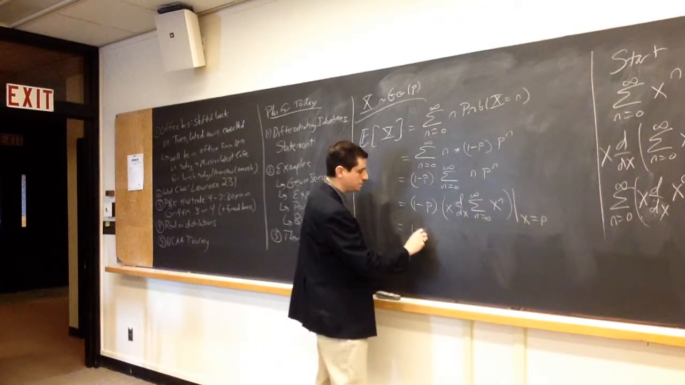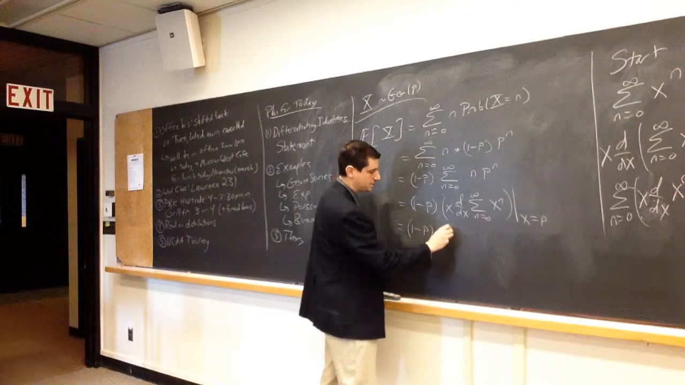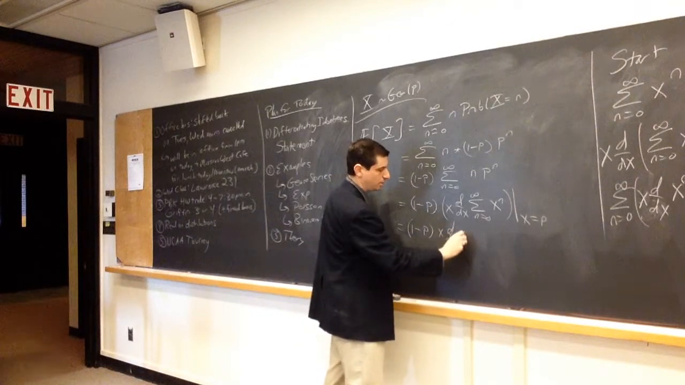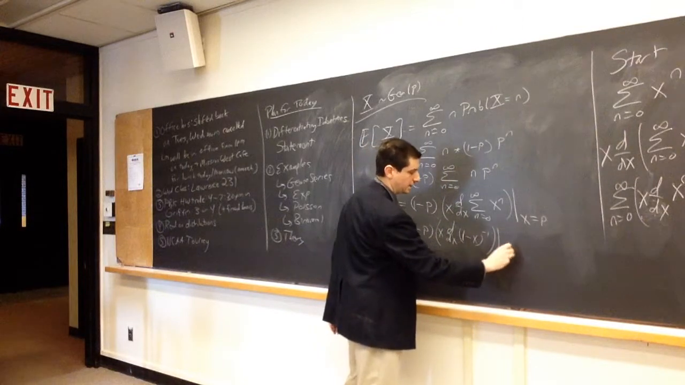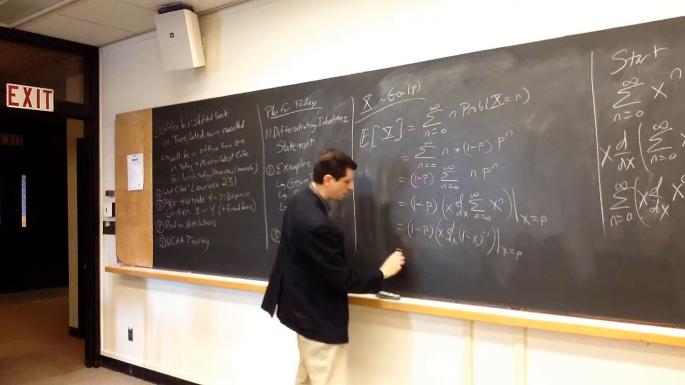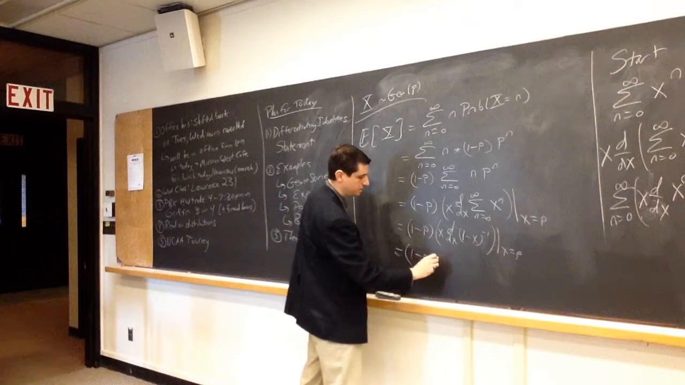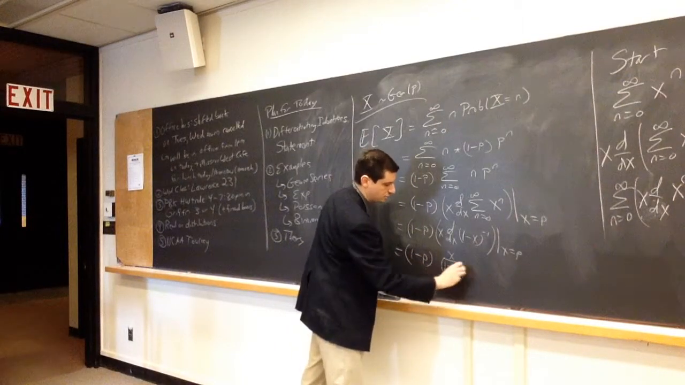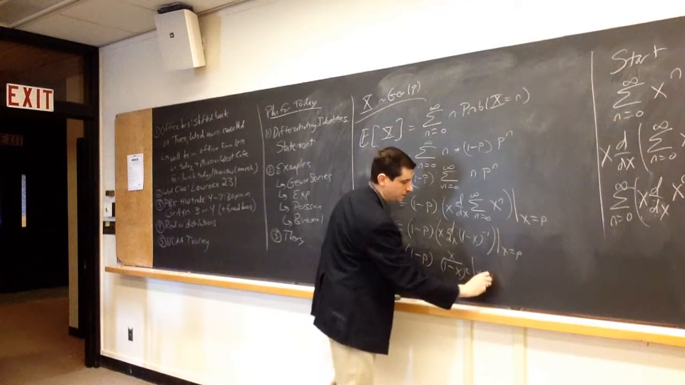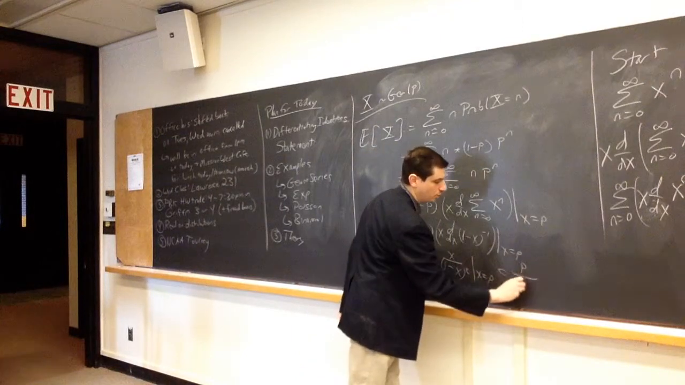So I would have 1 minus p, and then x d by dx of (1 minus x) inverse, evaluated at x equals p. I'll get 1 minus p times x over (1 minus x) squared at x equals p. So it becomes p over 1 minus p.